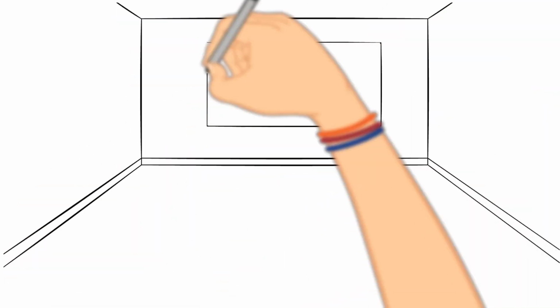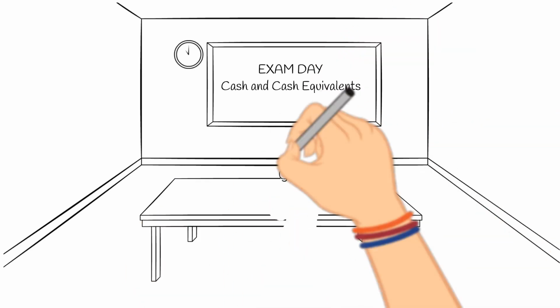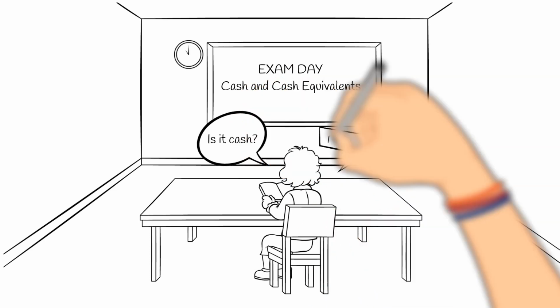You are sitting for an examination, and you are asked to calculate what should be reported as cash and cash equivalents. You are confused which to include or not. In this video, we will kill that confusion.